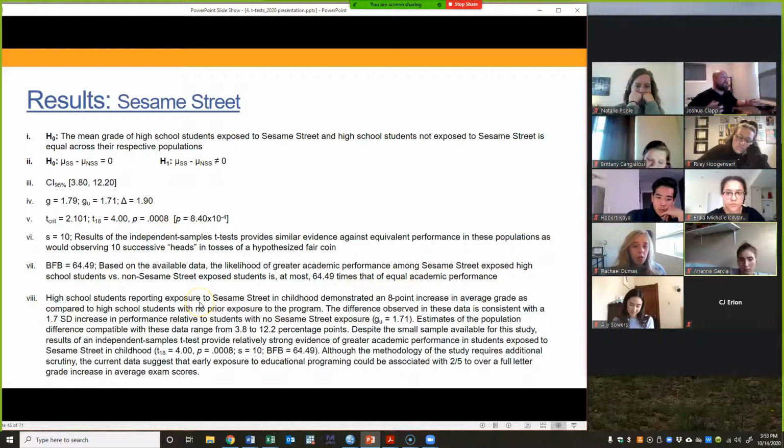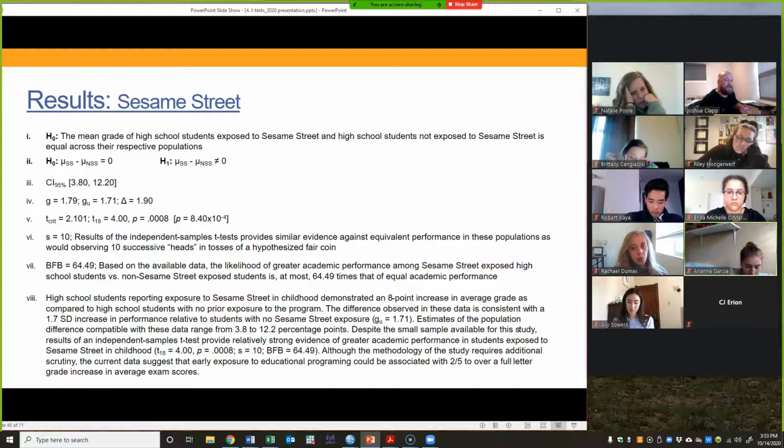So trying to tie this all together, because you're going to be pulling in and calculating a lot of information, the main idea here at the end is to pull this all together into something that makes some sense in terms of a conclusion about the question at hand. So we say high school students reporting exposure to Sesame Street in childhood demonstrate an 8-point increase in the average grade as compared to high school students with no exposure to the program. Okay, you give me the point estimate. I'm saying, okay, that's pretty big.